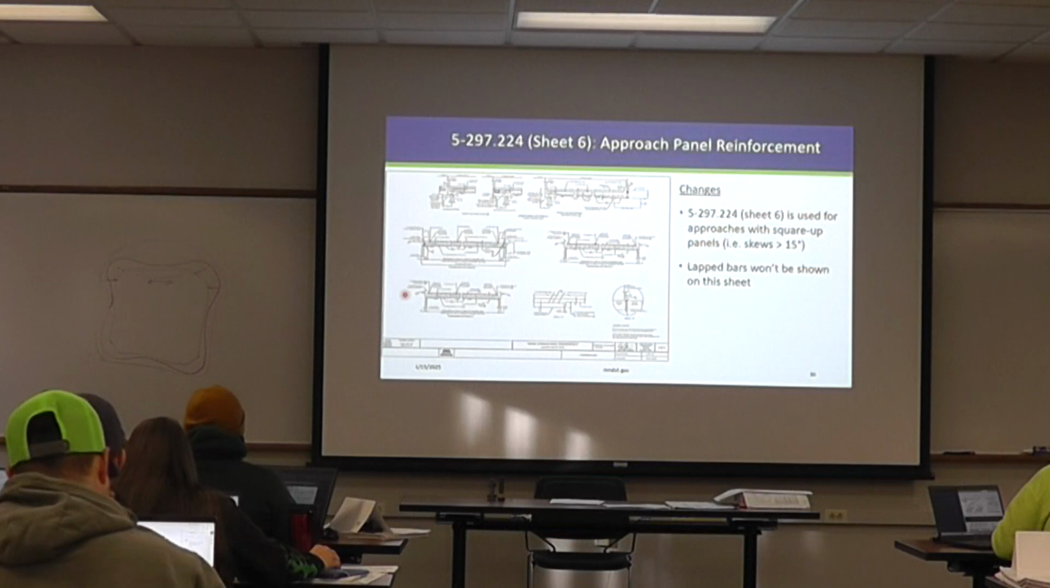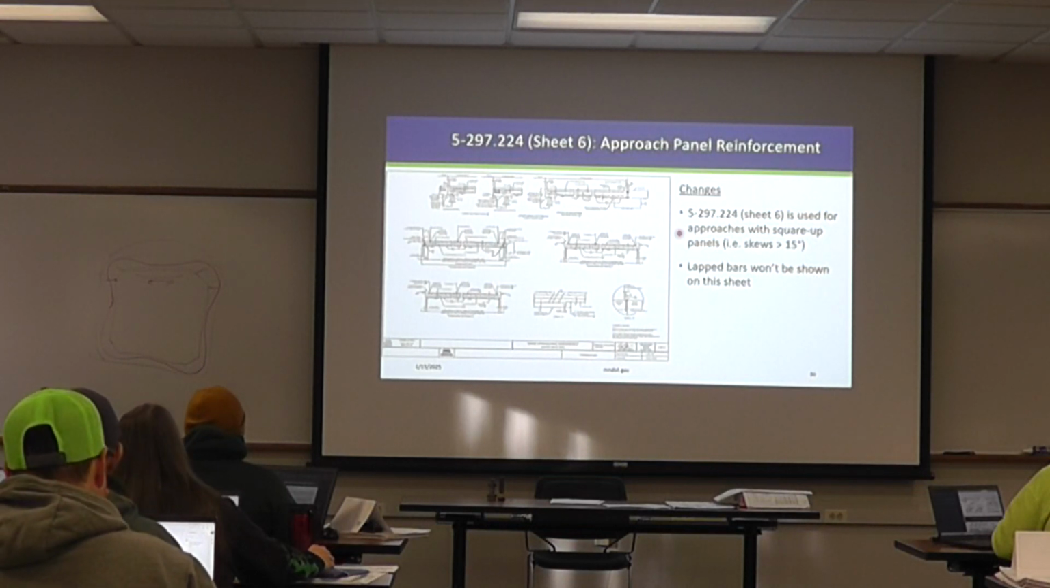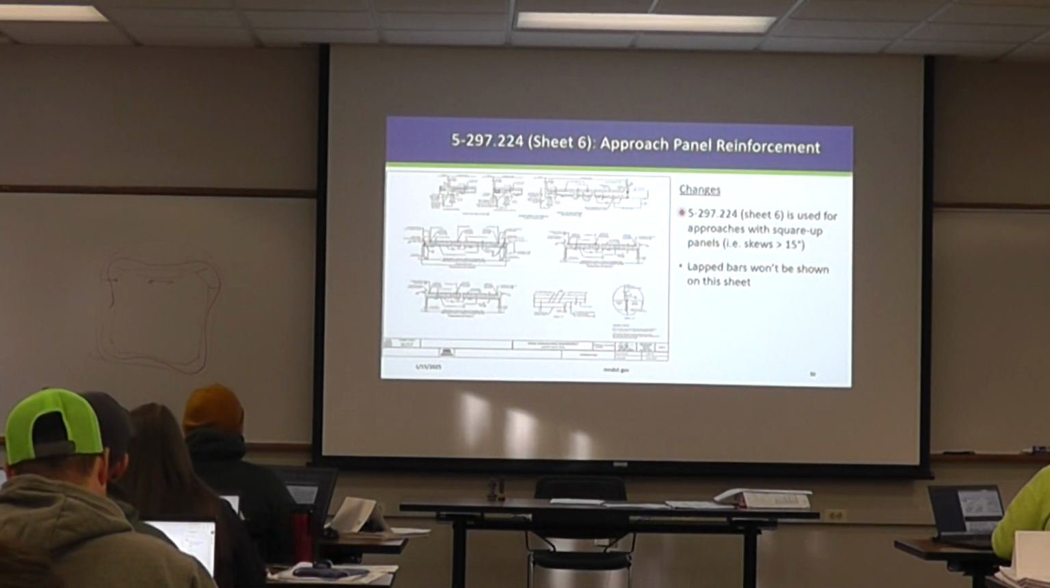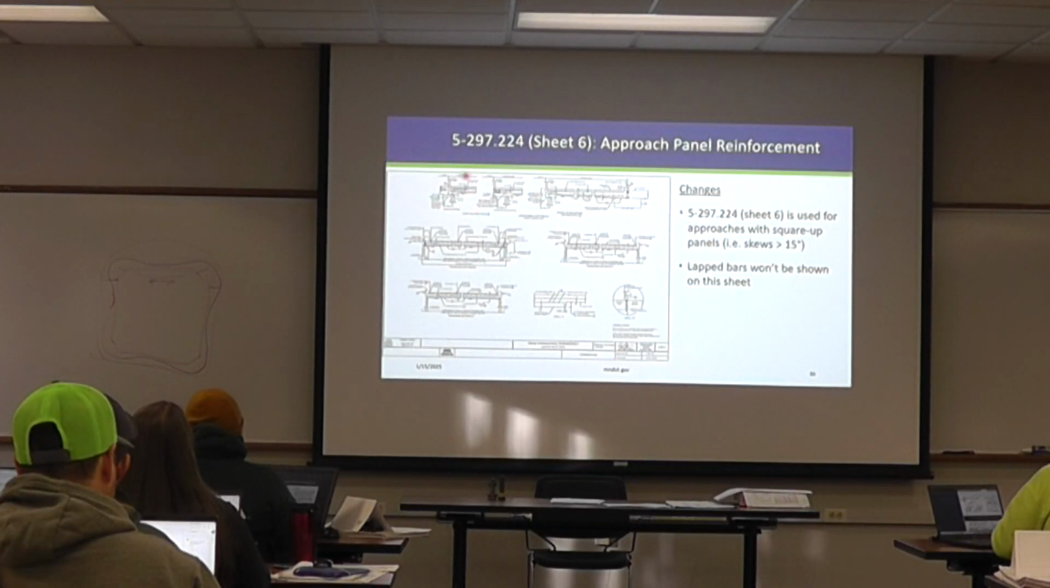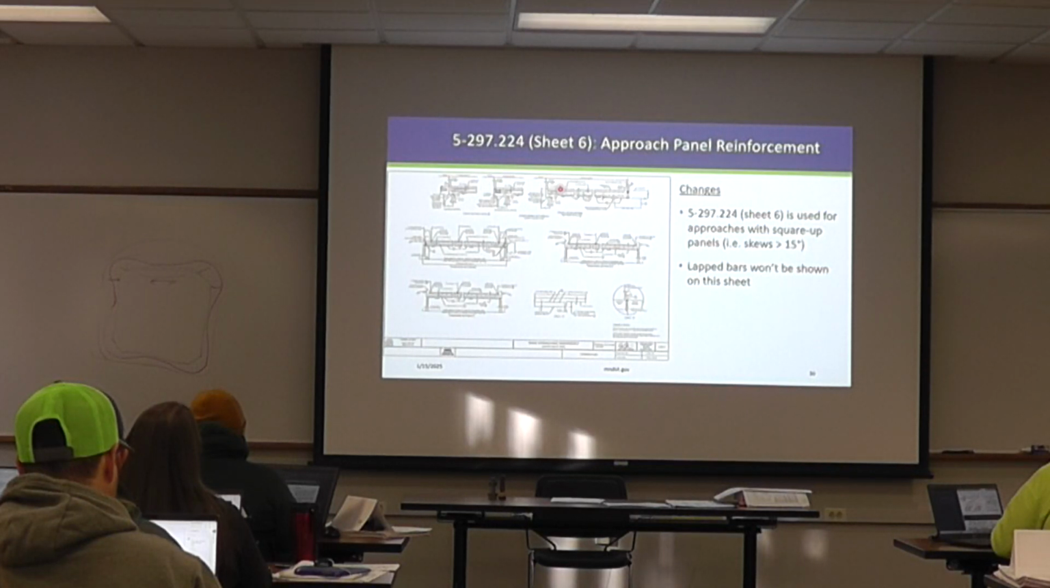All right, then sheet 6 of 224. This one will be included if you have a square up panel. It's got the same 3 details. It's a little hard to see, I know, but here's the end block, here's the Davidson, and here's the integral or semi-integral detail. And again, refer to 223 to know which one is appropriate for your project.